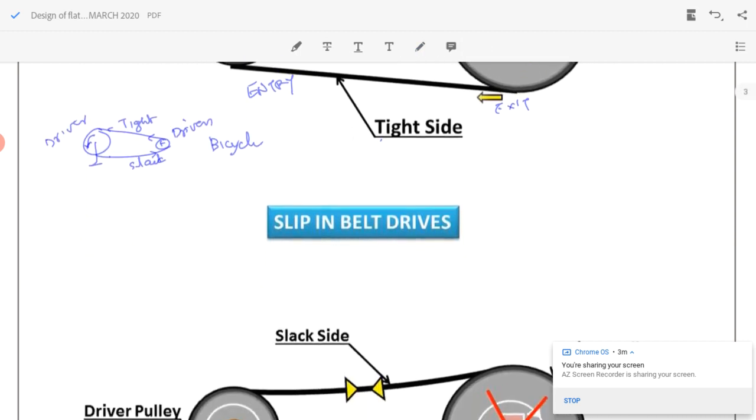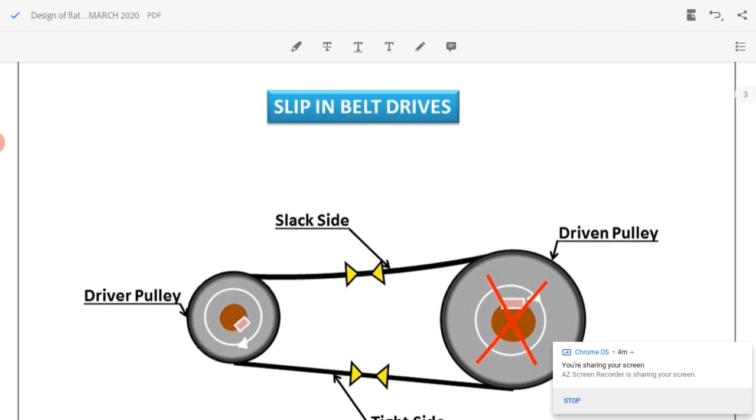Now, what happens when slip occurs? Whenever there is insufficient friction between the driver pulley and the driven pulley, the driver pulley will rotate without carrying the belt with it. So what happens? There will be some slip, there will be some relative motion between the driver pulley and the belt, such that the driver pulley will be rotating without carrying the belt with it. If it doesn't carry the belt with it, the driven pulley cannot rotate. So there will be relative motion between the pulley and the belt, and such a case is called slip in the belt drives.